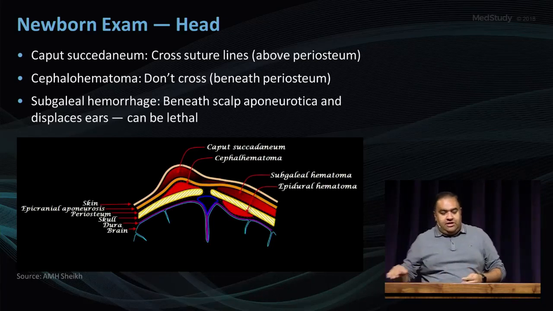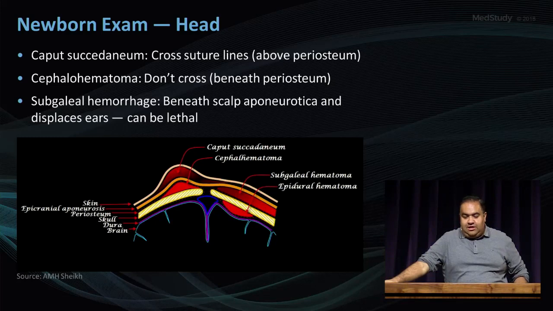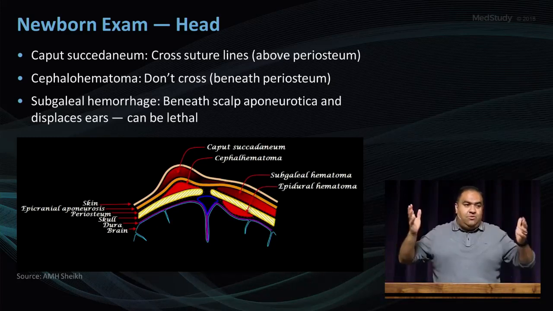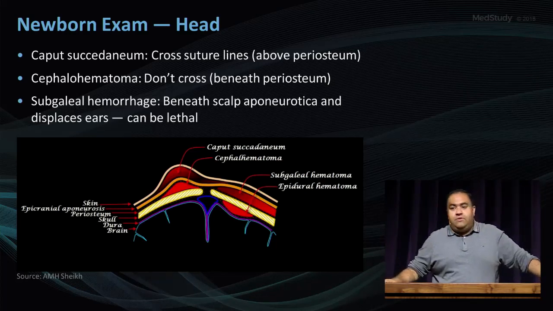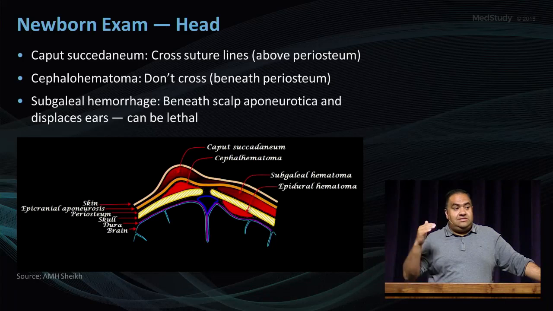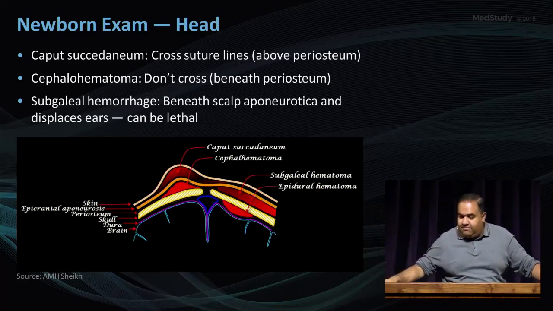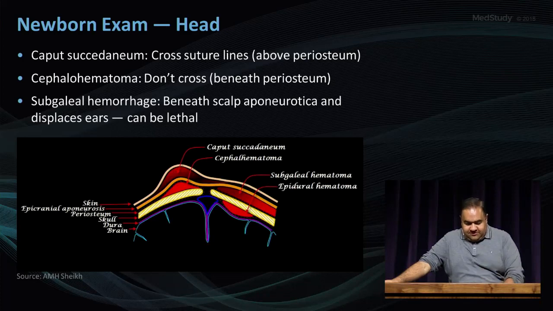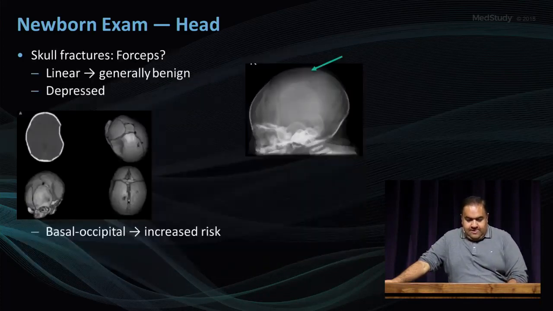Okay? Subgaleal hemorrhage. Beneath the scalp, the galea aponeurotica, and it usually pulls the ears forward, and that's one of the ways you can determine it. Usually if you worry about a subgaleal, we have protocols set up in hospitals. You do serial hematocrit checks, probably serial head ultrasounds, and serial levels to determine if the kid is losing blood volume very quickly. They may need a transfusion. They may need intervention sooner rather than later. So caput, cephalohematoma, and subgaleal hemorrhages.